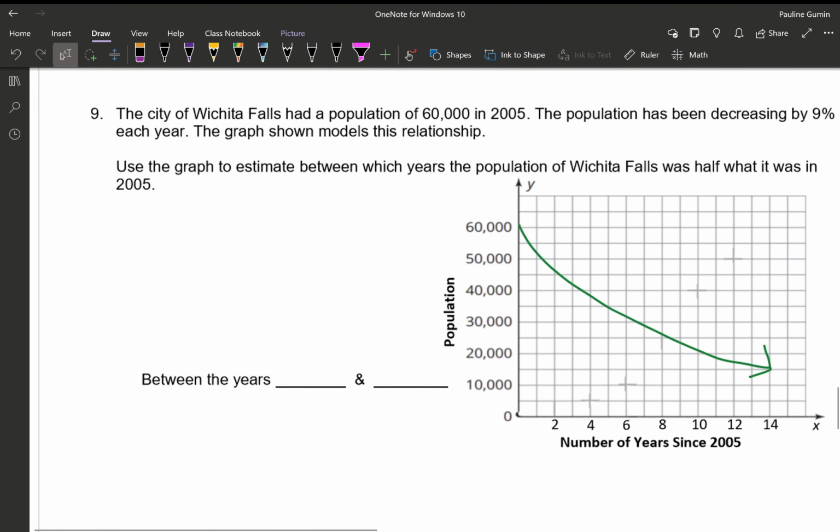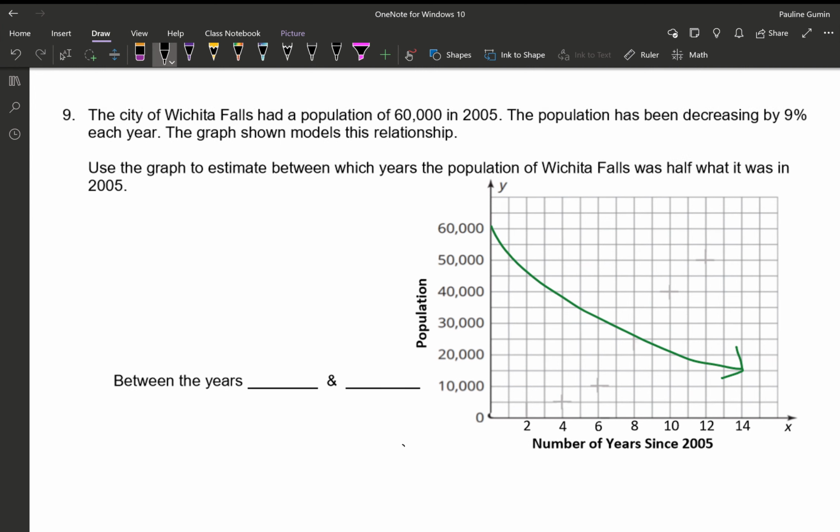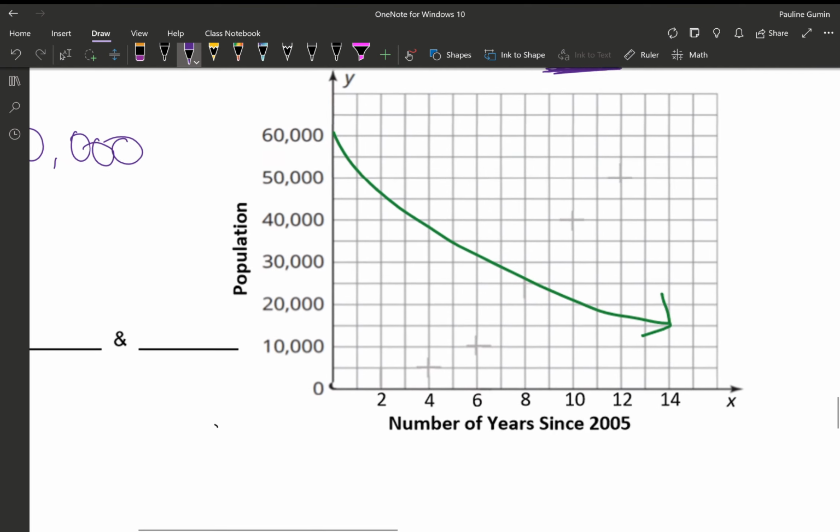All right, last one, number 9. The city of Wichita Falls has a population of 60,000 in 2005. It's been decreasing by 9% each year. The graph shows it. Let's estimate when the population will be half of what it was. So let's find out half of 60,000 by doing 60,000 divided by 2. And we get 30,000. Right, this is a really nice graph again.